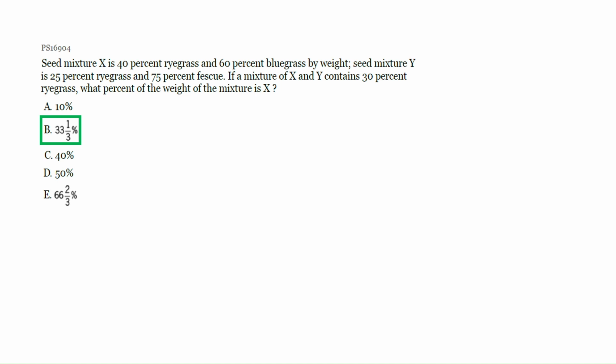If the mixture of X and Y was almost completely X, let's say 99% X, then it would have close to 40% ryegrass and 60% bluegrass. If the mixture of X and Y was almost completely Y, let's say just 1% X, then it would have close to 25% ryegrass and 75% fescue. In reality, I know that it's somewhere in the middle because the mixture of X and Y contains 30% ryegrass.